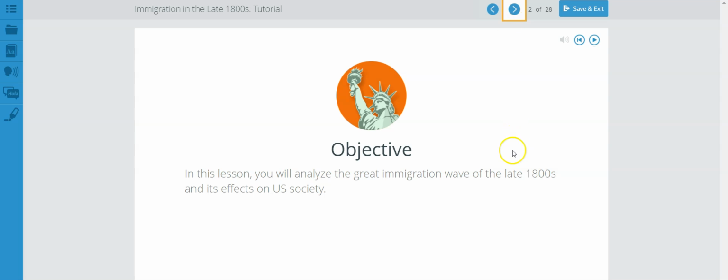And our objective for today is that you will analyze the great immigration wave of the late 1800s and its effects on U.S. society. Let's move on.